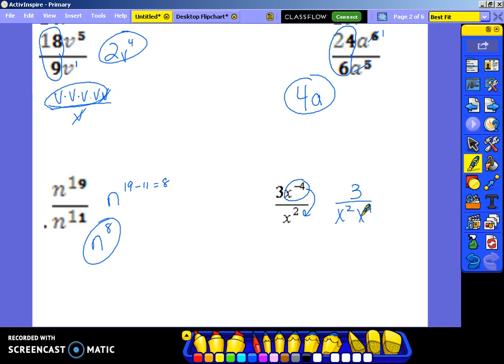That's going to put me back to the rules I was just working with on the previous page. I'm multiplying with the same base, so I keep my base and add my exponents. Nothing is happening to 3, so it stays in the numerator. 2 plus 4 is 6. So the answer is 3 divided by x to the 6th power. This is how you divide exponents. When it's the same base, keep your base, subtract the exponents. One base at a time.